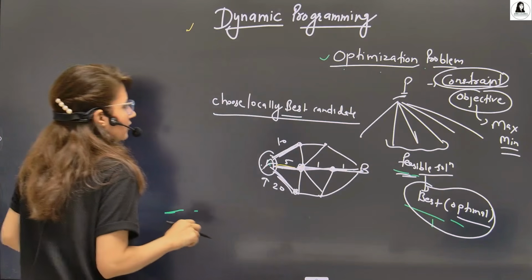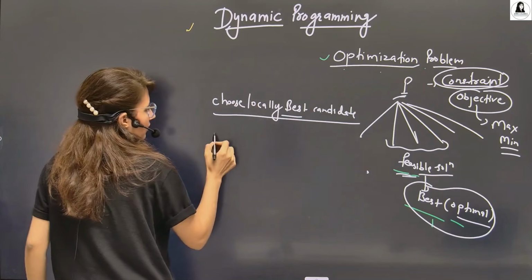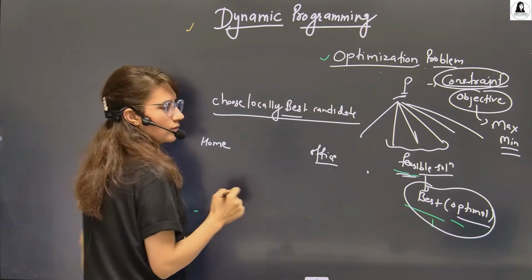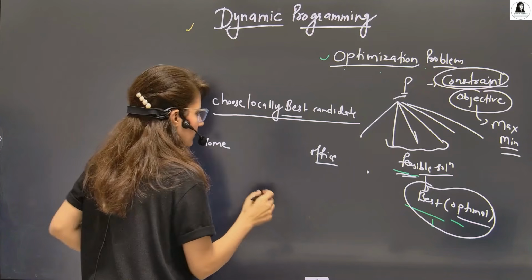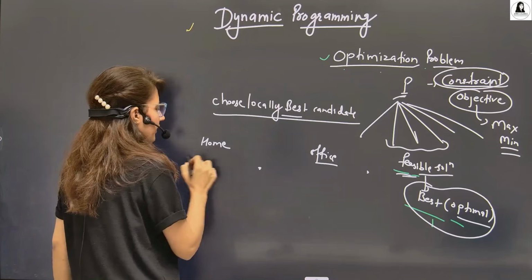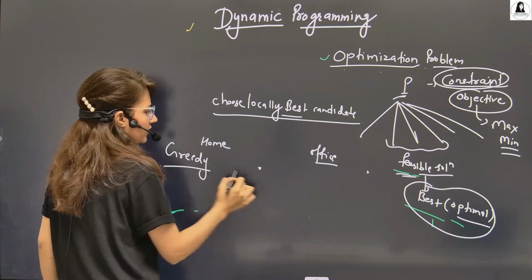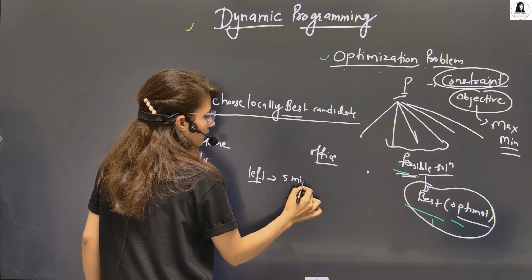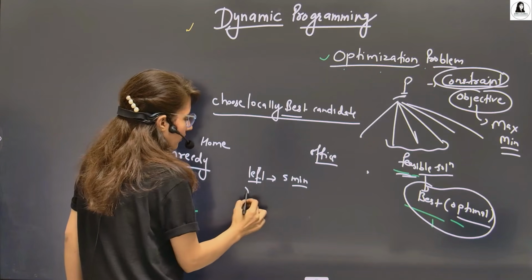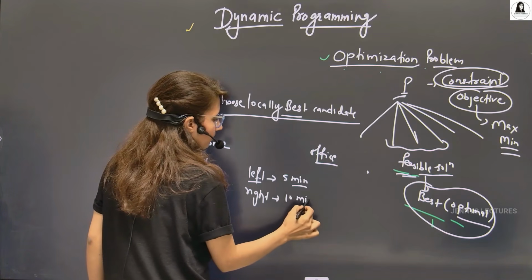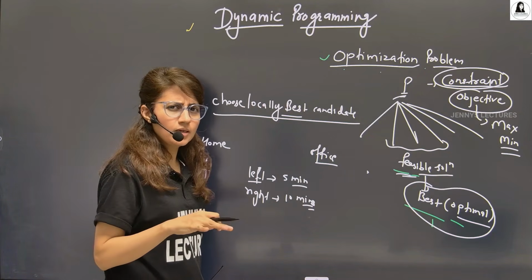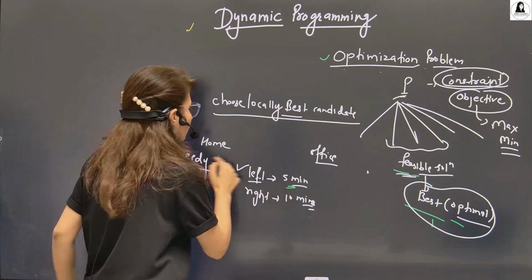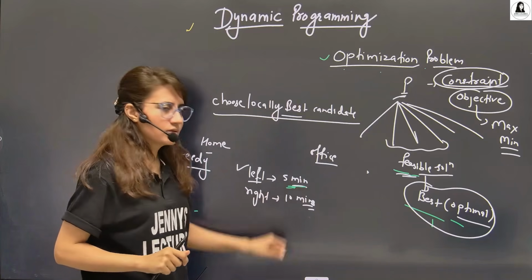Let's take one example. Suppose you want to go from your home to office. At some point, you are at a signal, and you are following the greedy approach. A road going left will take 5 minutes right now. A road going right will take 10 minutes. If you are being greedy, you will definitely choose the shortest one, having less time, because you want to reach from home to office in minimum total time.